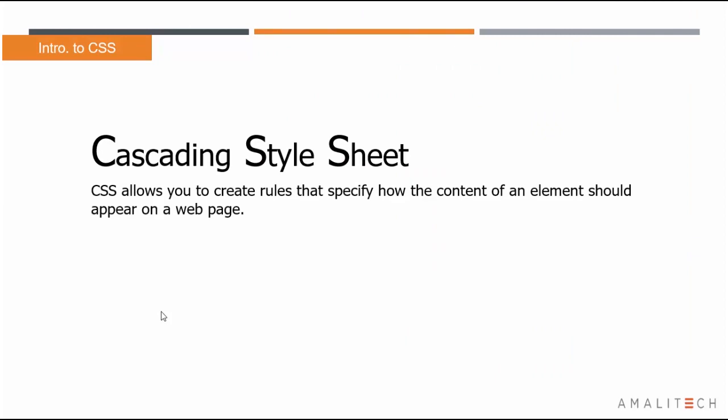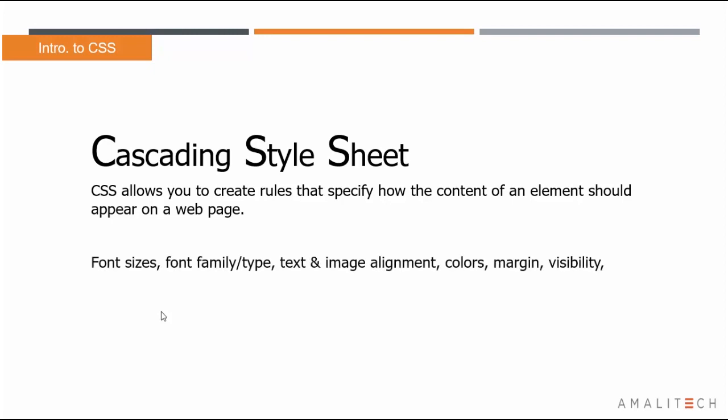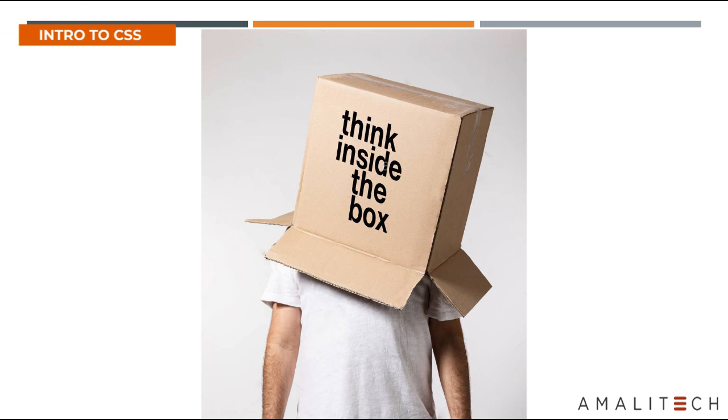CSS allows you to create rules that specify how the content of an element should appear on a web page. It allows you to set font sizes, font family or type, text and image alignment. It also gives you the opportunity to specify colors, margin, and the visibility of objects on your web page. The key to understanding how CSS works is to imagine that there is an invisible box around every HTML element. For CSS, you have to think inside the box.